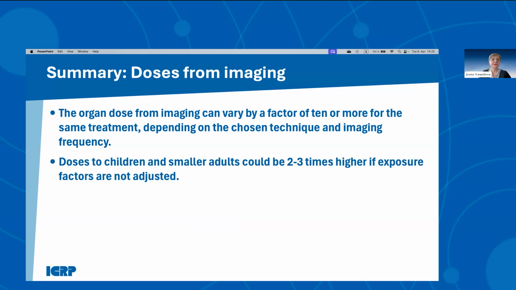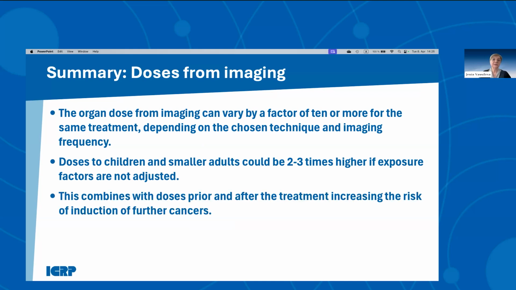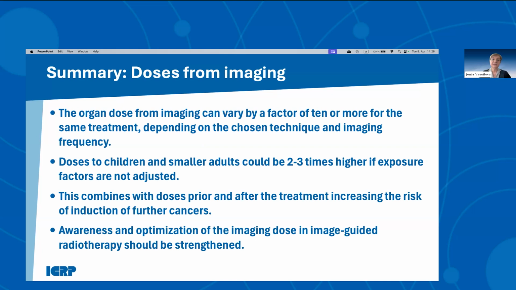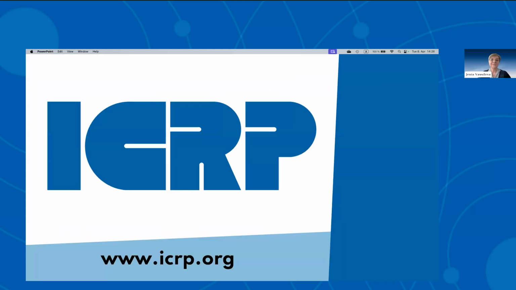And particular attention is needed for children and small adults, because doses could be 2-3 times higher if exposure factors are not adjusted. And this combines with doses prior to and after the treatment, increasing the risk of induction of further cancers. So awareness and optimization of the imaging dose in image-guided radiotherapy should be strengthened. And this is the main focus of the report. Thank you for your attention.